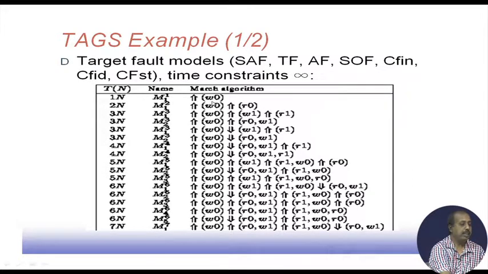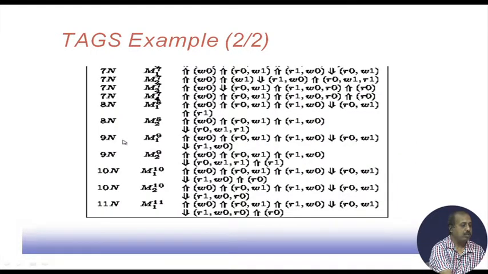Now, when we are extending, this W0 may be extended with W0 followed by R0. So, that is a read extension. Or we can extend this by another write operation and then another read operation. So, this way we can generate this March test, starting with the basic template to the successive ones. So, this is the complete one.